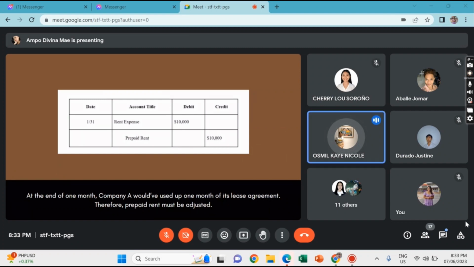So at the end of the month, Company A would have used up 1 month of its lease agreement. Therefore, prepaid rent must be adjusted. As you can see in the example, the debit is rent expense, which is $10,000, while the credit is prepaid rent, the same amount, which is $10,000. So that's all. Next reporter, please.